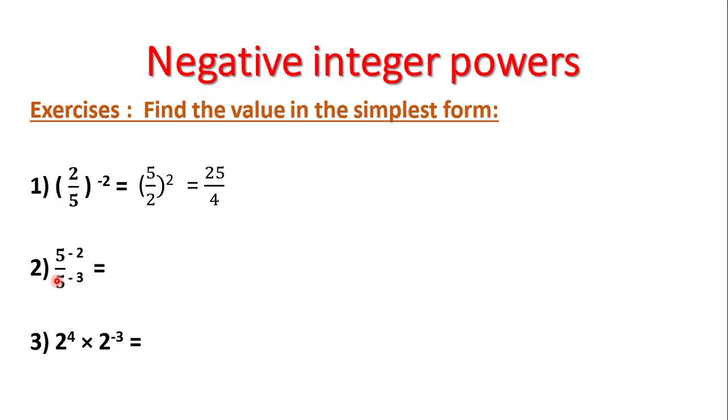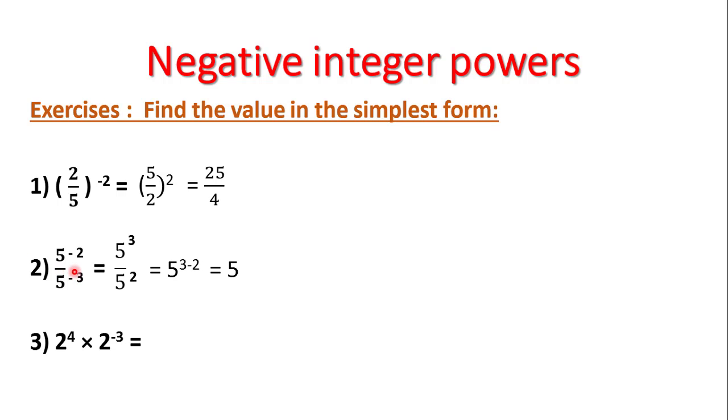The next one, I have 5 to the power negative 2 over 5 to the power negative 3. Actually, we can use the rules we have studied in the last session, or we can get the reciprocal and change the power into positive. So it will be 5 to the power 3 over 5 to the power 2. 3 minus 2 is 1, so it equals 5.